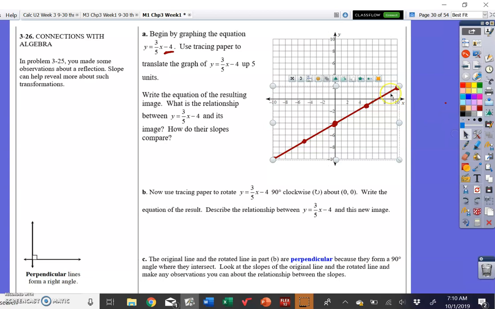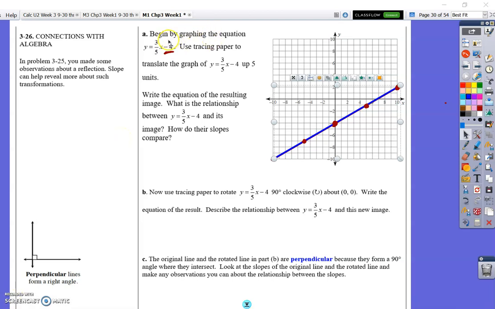The other thing I'm going to do to make my tracing tool, I'm going to go ahead and duplicate this line and make it blue, and that will be my patty paper line. So I've got my red line is the original and the blue line is my patty paper line. So it says we've started by graphing the line. I've used the blue line to represent my tracing paper.